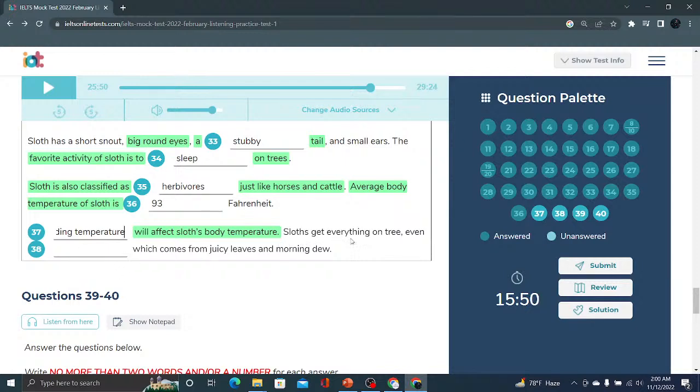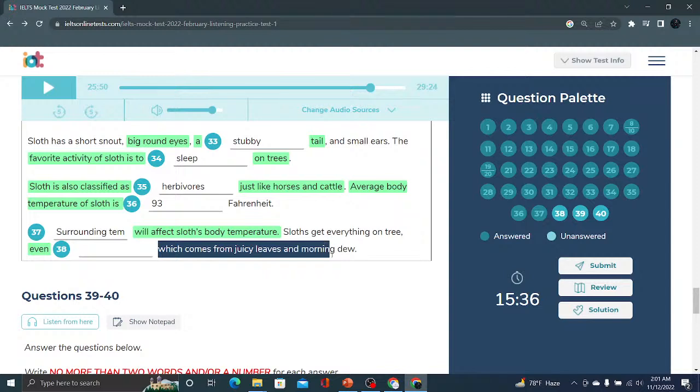Sloths get everything on the tree, even water, which comes from juicy leaves and morning dew.